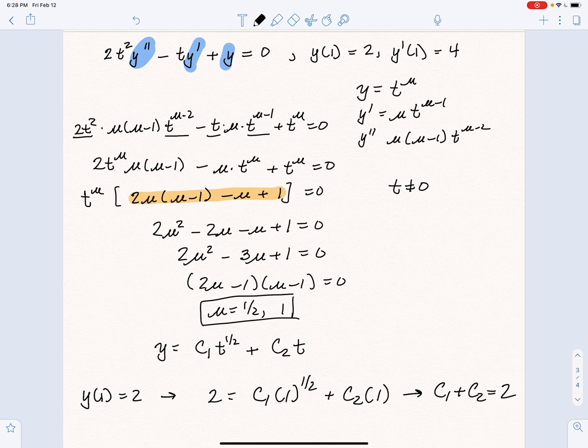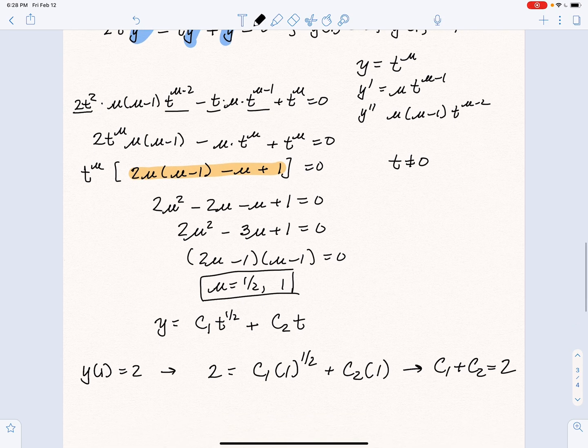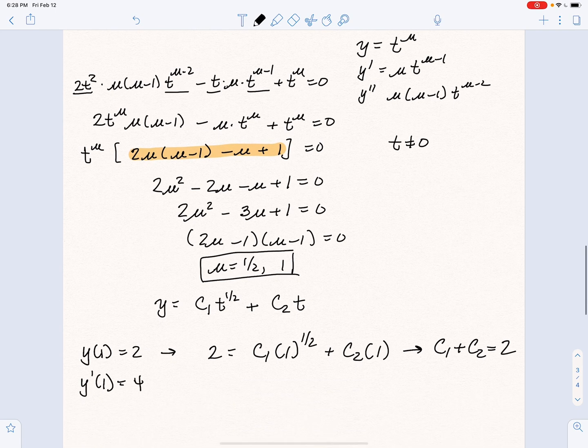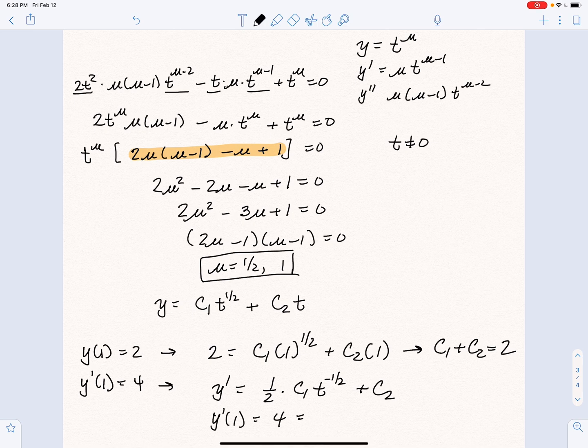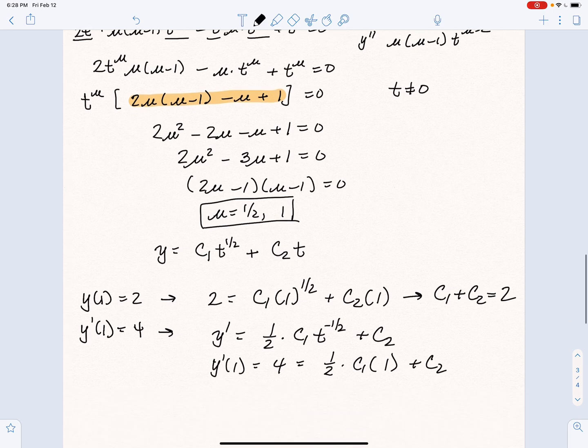Okay, so now we need another equation to be able to figure definitively what c1 and c2 are. So we're told that y prime at 1 was equal to, I thought it was 4. Oh, but we need y prime first. So y prime is 1/2 times c1 t to the negative half plus c2. So y prime at 1 is 4, and that's also equal to 1/2 times c1 times 1 to any power is 1, plus c2. And there's our other equation. So I'm going to write that as 1/2 c1 plus c2 equals 4.